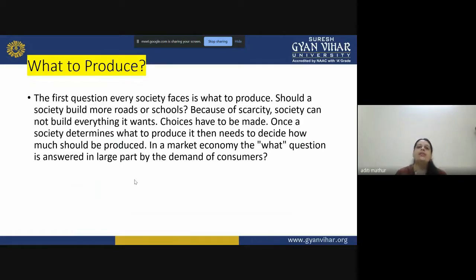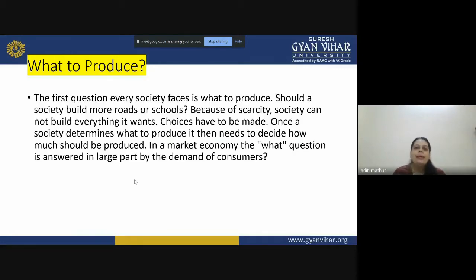The first question every society faces is what to produce. Kya banaye? Should a society build more roads or schools? Because of the scarcity, a society can build either roads or schools, because everything they want cannot be done. So a choice has to be made. Once a society determines what to produce, it then needs to decide how much should be produced. In a market economy, the what question is answered in large part by the demand of customers, right? So first you have to decide whether I should build the roads or the school.